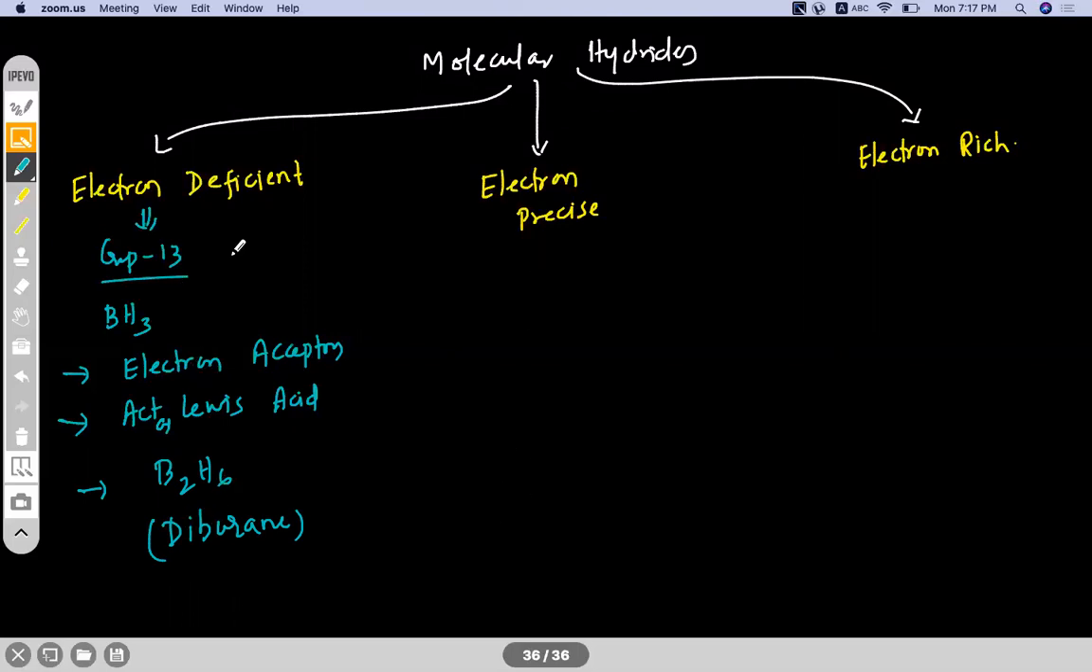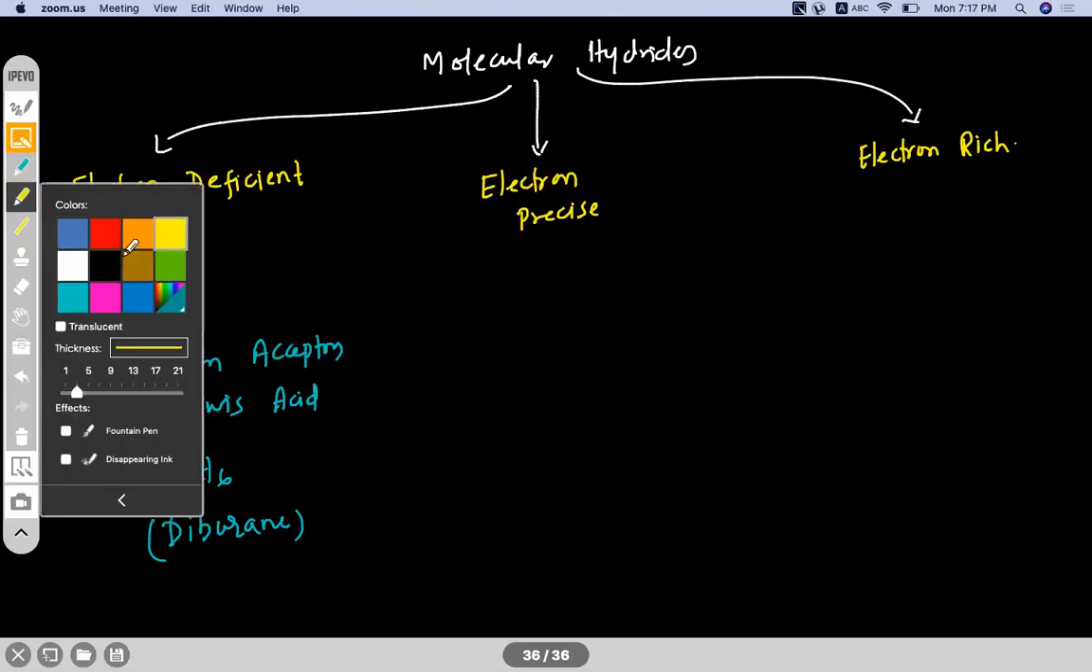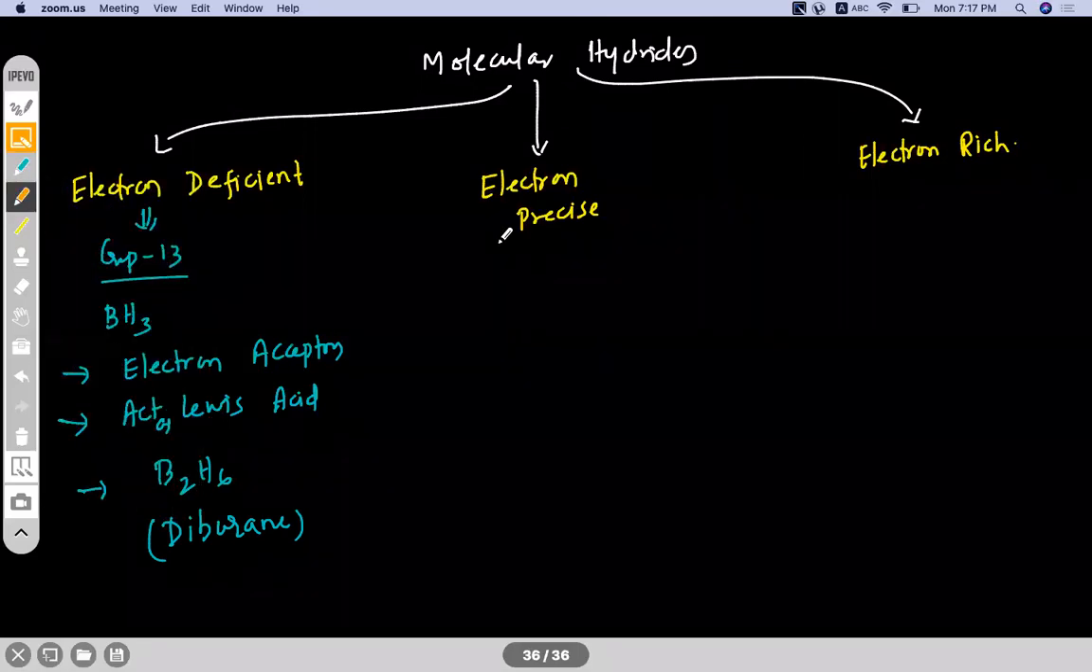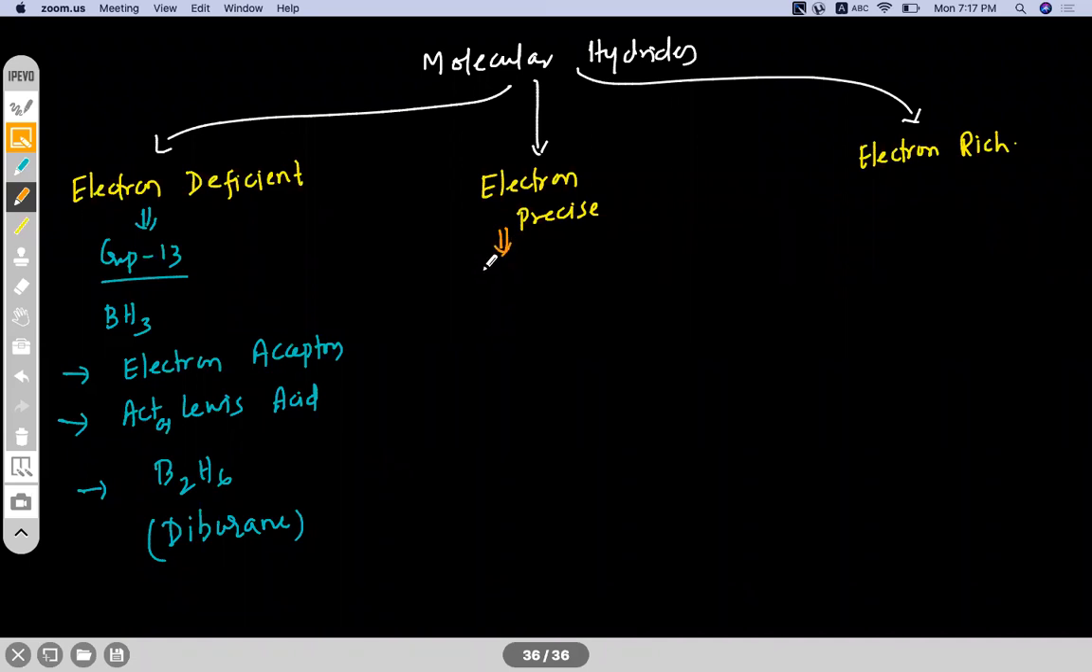Electron precise hydrides are formed by the elements of the next group, that is group 14, the carbon family. For example, we have CH4, SiH4. All these are electron precise hydrides. Nothing much is important in this.